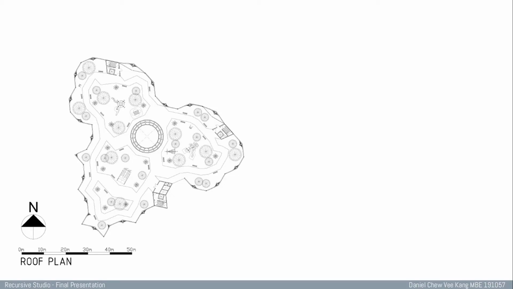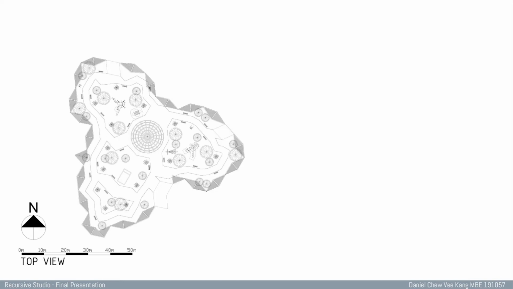And lastly, on the roof, you have a roof garden where office workers or students can have a break or even an evening exercise after a hard day of work.